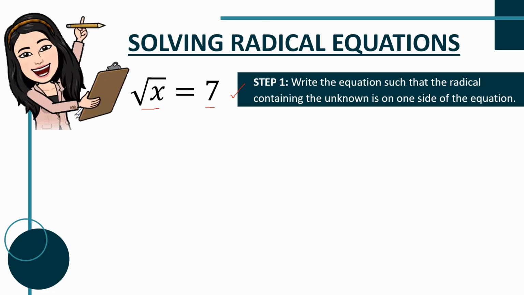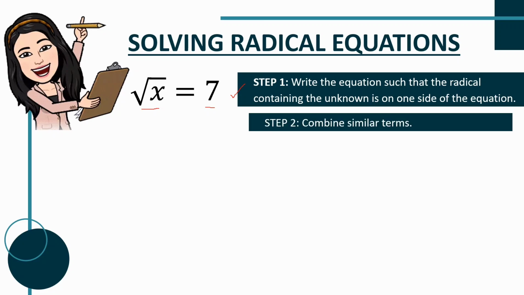Let us proceed to step number 2. We have to combine similar terms. Do we have similar terms in our given? Okay, none either. Because that is the only given we have. Square root of x equals 7. So, therefore, we can proceed to step number 3.